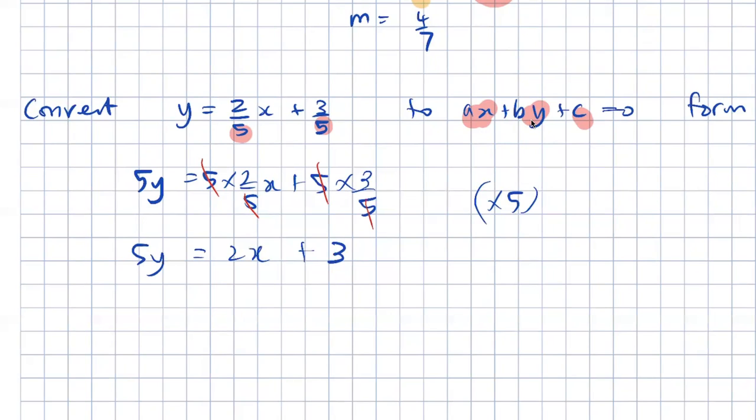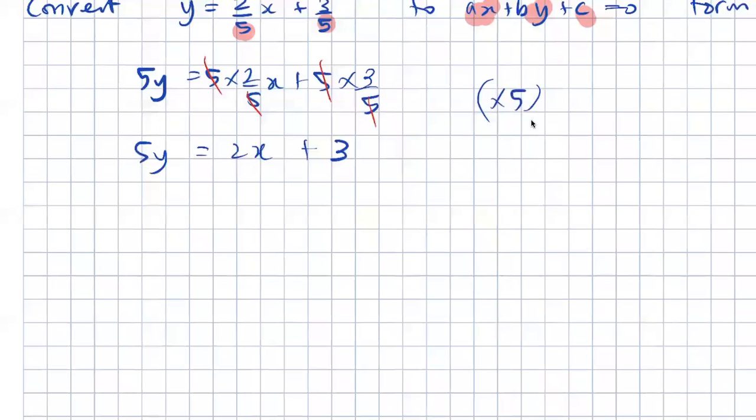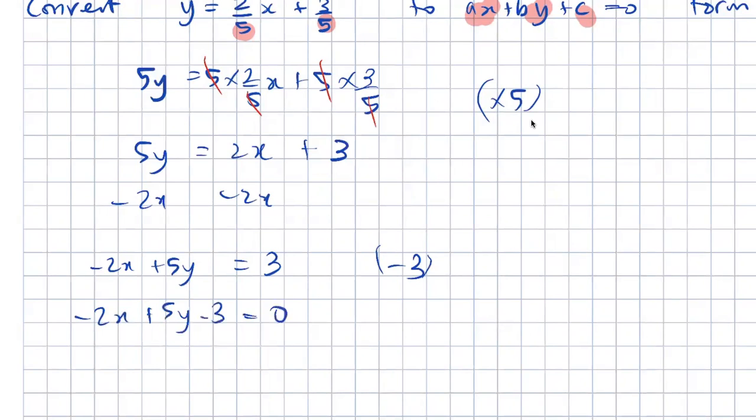Now the last thing to do is just to shift everything over to the left-hand side. And so we subtract 2x from both sides. Subtract 2x, so I get negative 2x plus 5y is equal to 3. And then the last thing we'll do, I'm going to subtract both sides by 3. I get negative 2x plus 5y minus 3 is equal to 0, and we're done. So we've achieved that format.